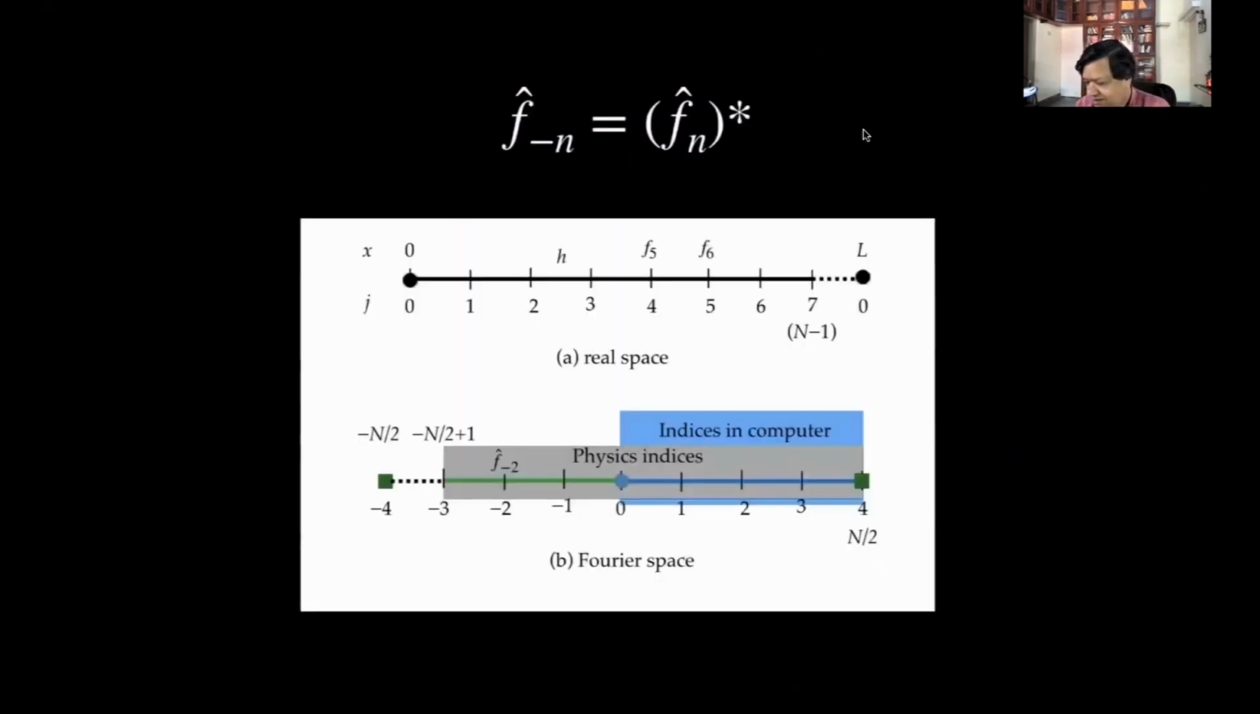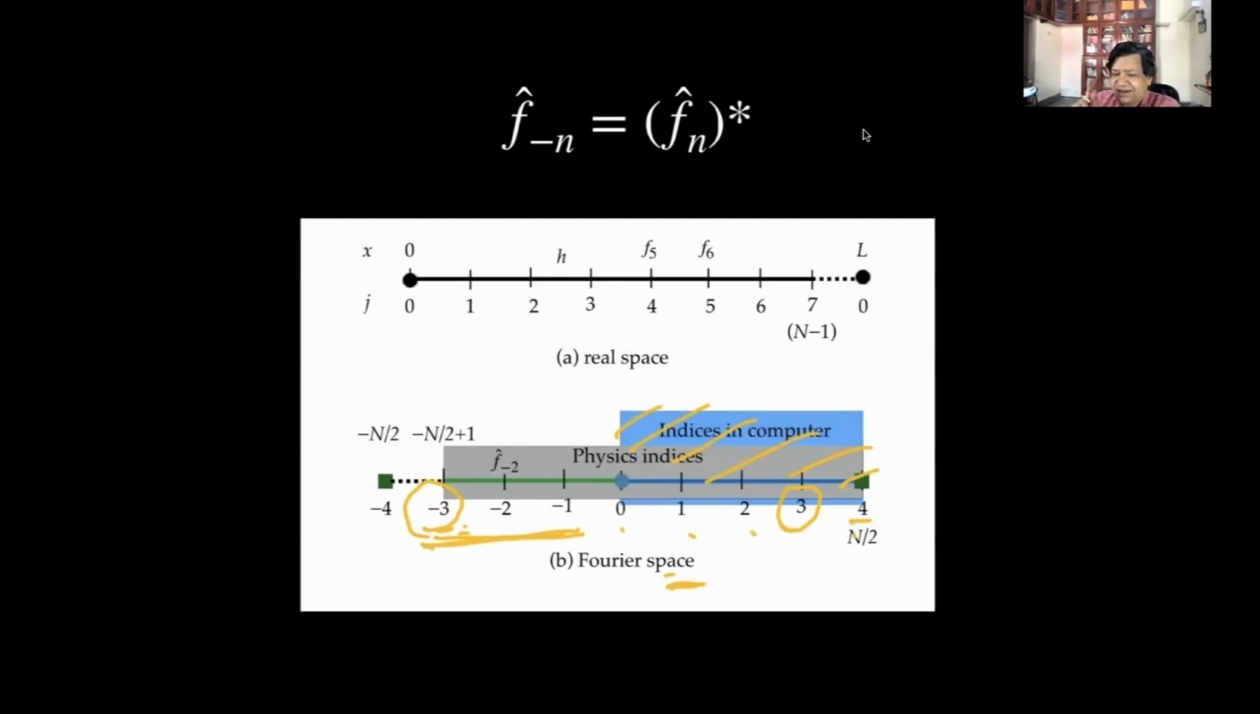So as a result, this is my Fourier space. In physics notation, for 8 data points the indices go from -3 to 4, but f hat of -3 is the same as f hat of 3 complex conjugate. So we do not save these negative values. Fourier transform for negative wave numbers is not saved. In computers we save only this part, 0 to n by 2. Now there are 5 wave numbers, 0 to 4.